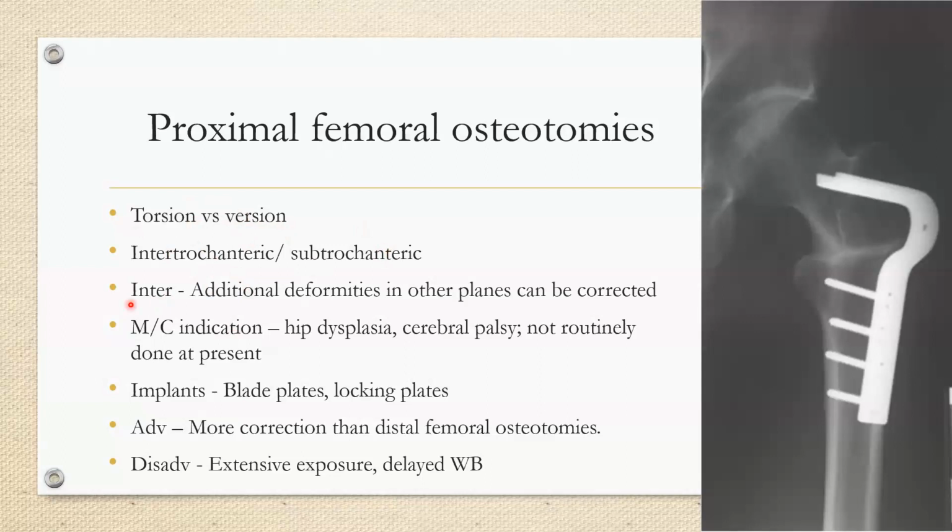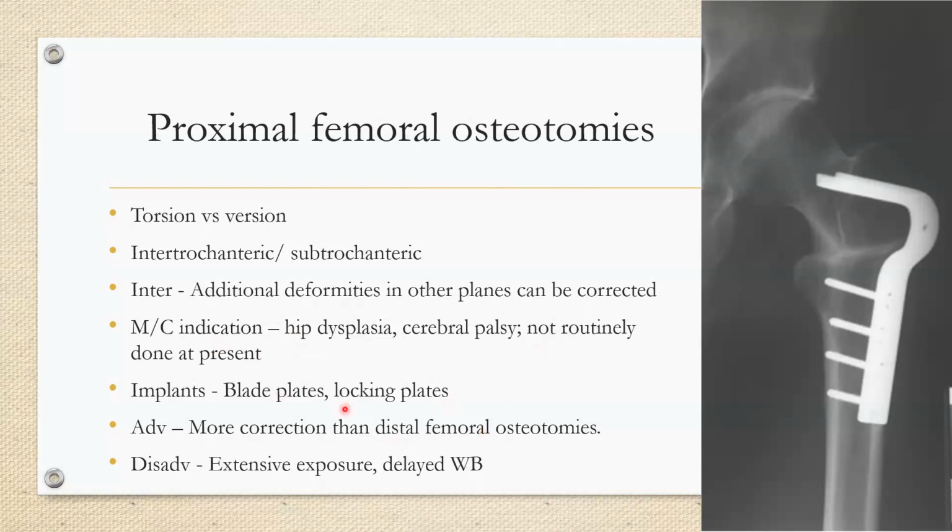Intertrochanteric is more pertinent for addressing version deformities, that is, deformities proximal to the lesser trochanter, and subtrochanteric for torsional deformities. The main advantage is that additional deformities in the other plane, like a varus valgus correction, can also be coupled with torsion correction. The most common indications are hip dysplasia and cerebral palsy. However, it has fallen out of practice and is not routinely done at present.